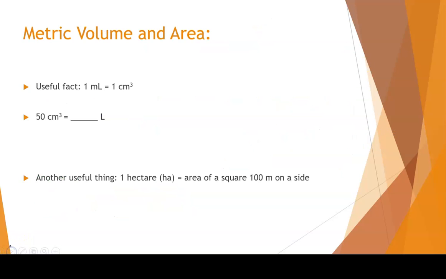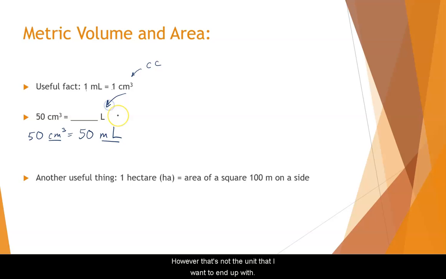Let's look at volume. A useful fact is that 1 milliliter is equivalent to 1 cubic centimeter. Cubic centimeter is sometimes abbreviated as cc. So 50 cubic centimeters, since it's a 1:1 conversion, I know is equivalent to 50 milliliters. However, that's not the unit that I want to end up with. I want to end up with liters.